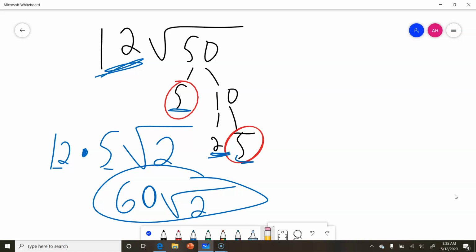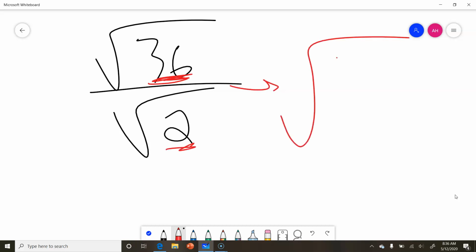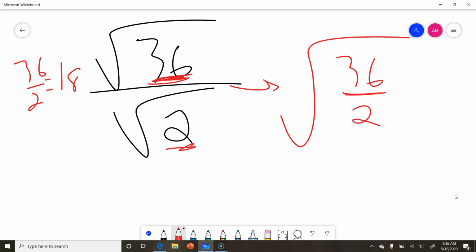Okay. Now, let's say that I'm doing some dividing. Let's say they give us the square root of 36 divided by the square root of 2. Now, I can take this as a perfect square, right? 36 is a perfect square, but 2 is not. So I don't want to do that. I want to rewrite this as the square root of 36 divided by 2. Now, what is 36 divided by 2? Well, that's 18. So now I'm left with the square root of 18.